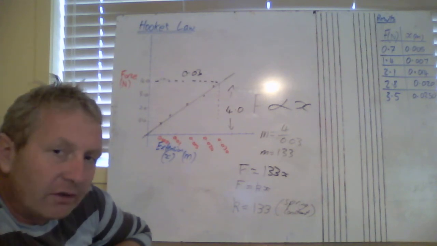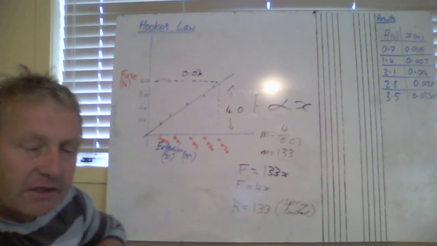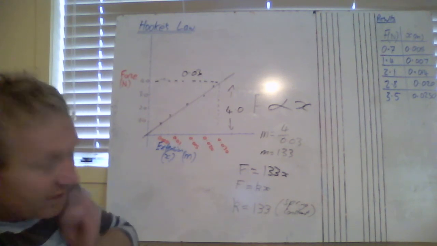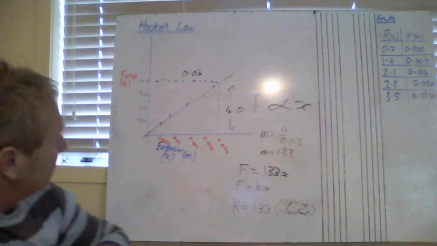If you go beyond what's called the elastic limit, it is no longer a nice straight line like this, and your spring is broken. It means it will not return to its original length. You have gone beyond the elastic limit.